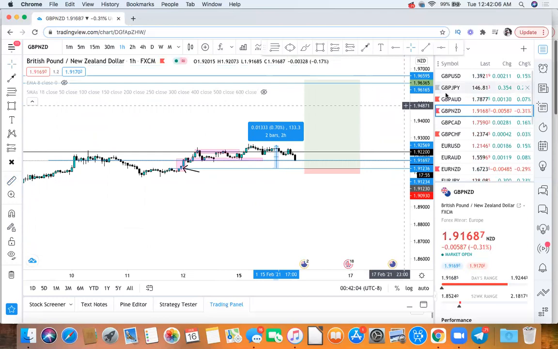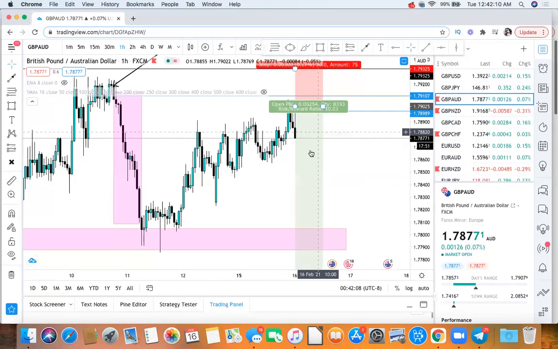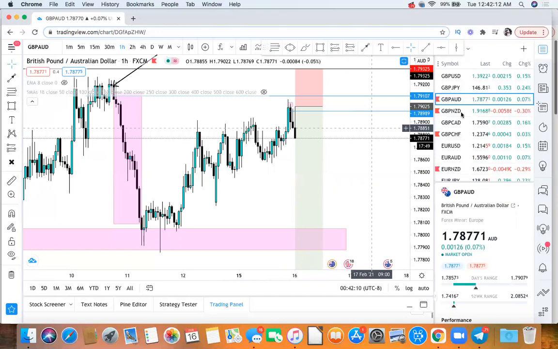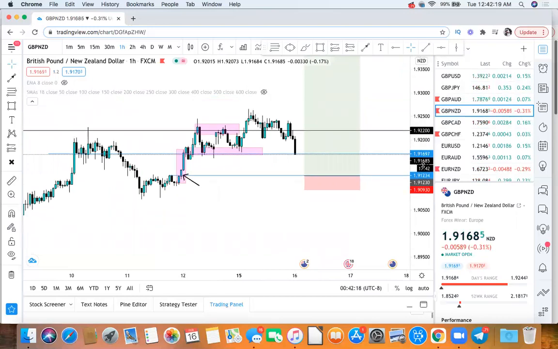But at the moment, we're currently running super major profits on GBPNZD. As you guys can see, sniper entry on GBPNZD. We're just waiting for that buy limit to be activated. With that being said, that's all I'm looking at for tonight.